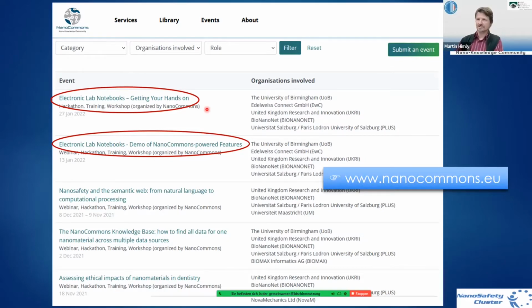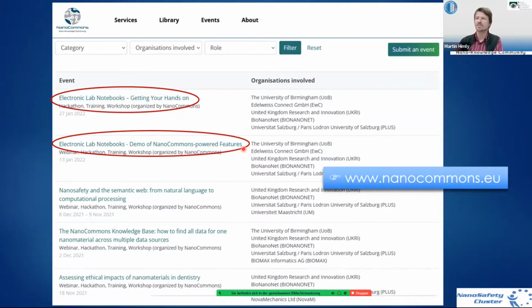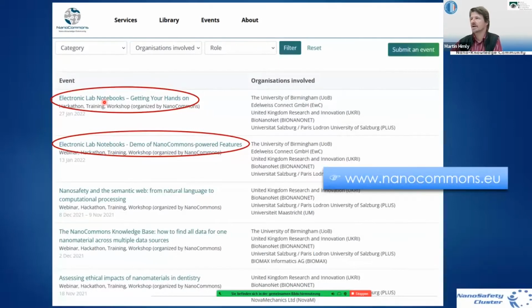I would like to highlight these two laboratory notebook related training events that we had. First it was a demo on the features that we have powered by our infrastructure NanoCommons, which we have established within the past couple of years, and also a more interactive, hands-on session. You would find on the NanoCommons homepage the access links to these previous events, and there you find also access to recordings and to the slide sets which are deposited at Zenodo. So you should be able to get quite decent information on how this can be implemented.